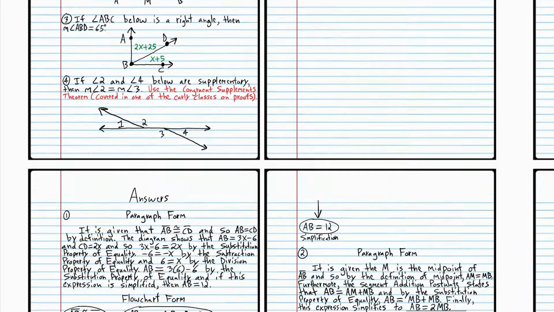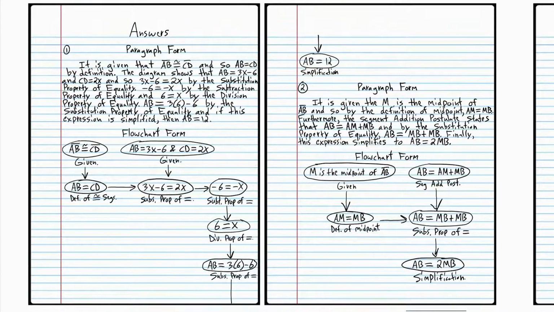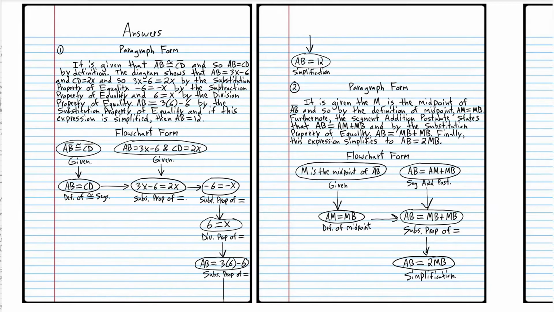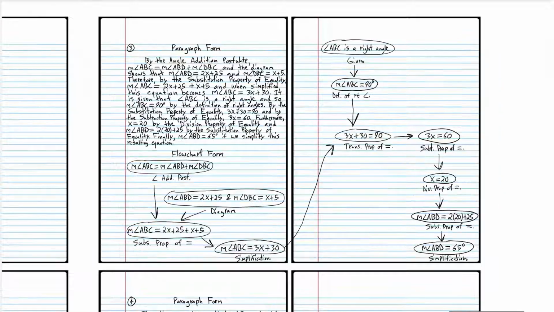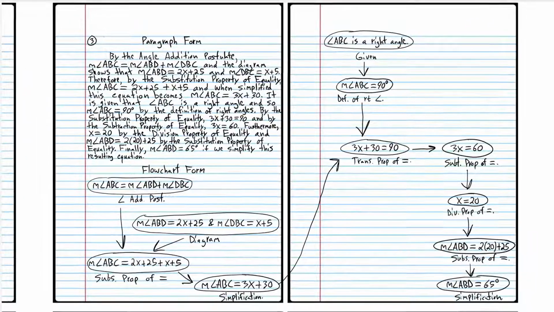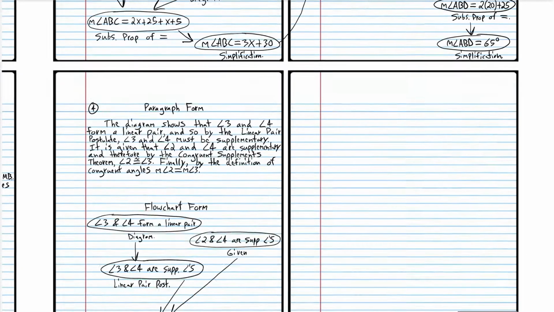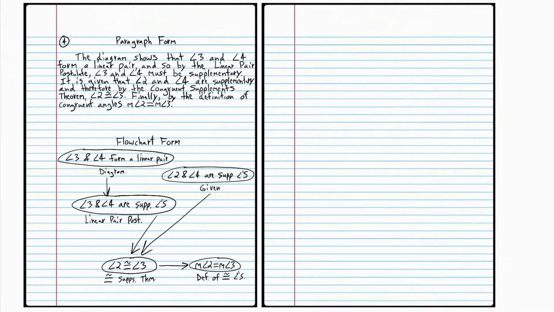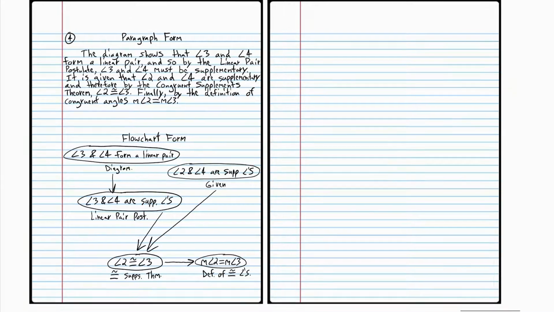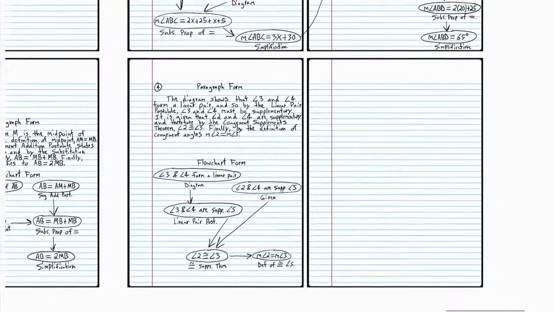And let's look at the answers. Here's screenshot number 2, and screenshot number 3, and screenshot number 4. Remember, your flowcharts and your paragraph proofs don't have to be exactly the same as mine. This just gives you a guideline for what you should be looking for. So do that homework completely correctly, neatly, and put it in order in your binder.